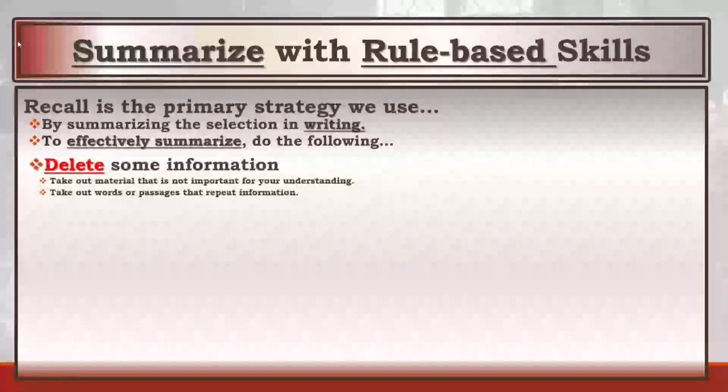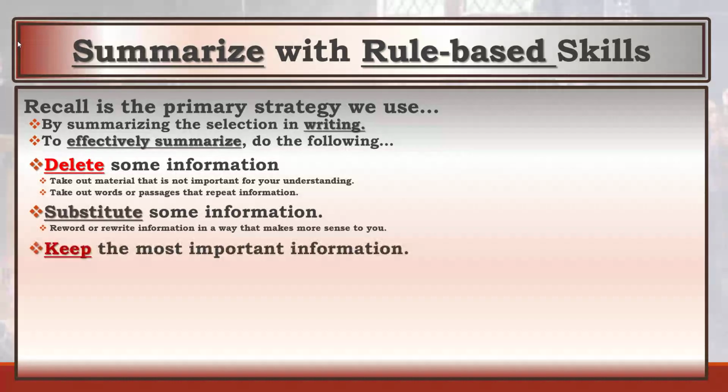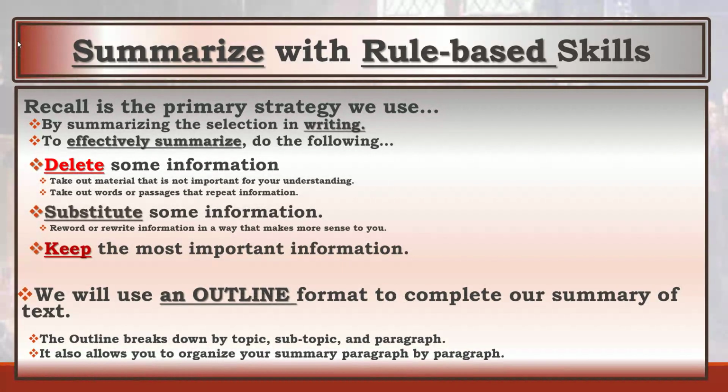Once again, we're using our summary skills. We're deleting information we don't need, substituting information by changing things around when we need to, or keeping the most important information. Again, names, dates, policies, key places. Those tend to be things related to history that you want to keep in your summary. And again, we're using the outline format, breaking things down by topic, subtopic. We read paragraph by paragraph, and we summarize paragraph by paragraph. Let's get right into it.